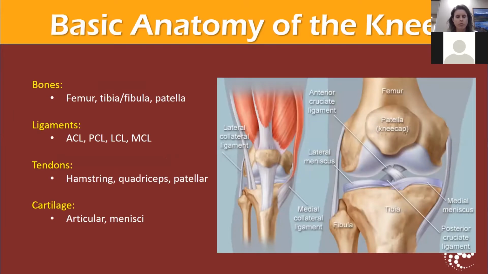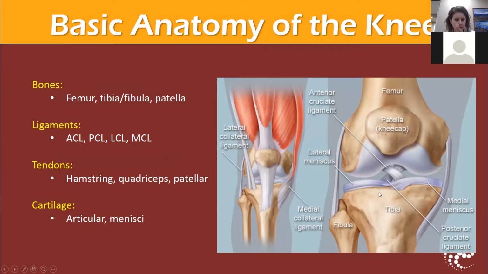Okay, so basic anatomy of the knee. There are four components to it. The bones, obviously. So we have the femur and the tibia. Femur is the thigh bone, tibia is the leg bone. The fibula is also part of the leg, but it doesn't really articulate with the knee joint, so we don't talk about that as much. And then, of course, the patella or the kneecap.